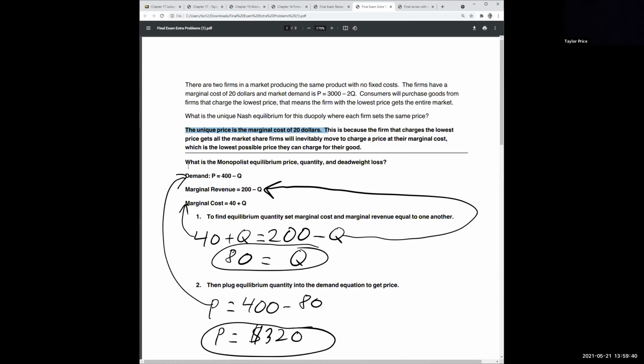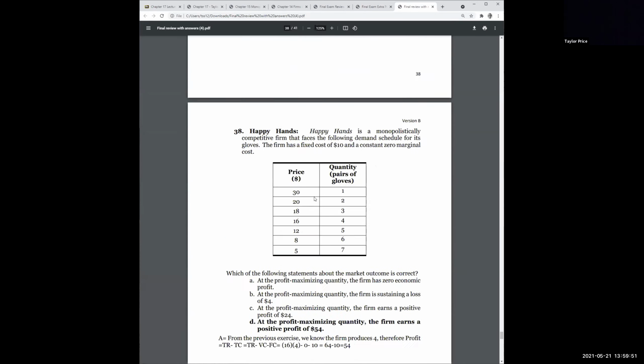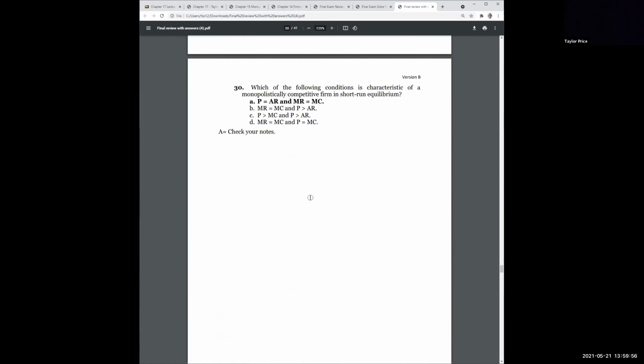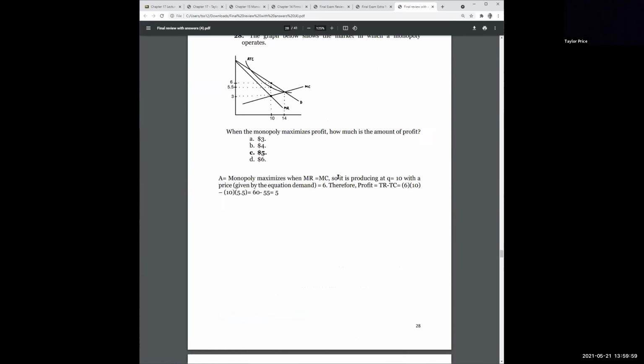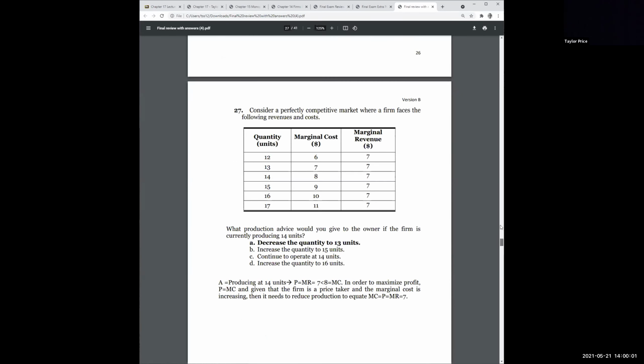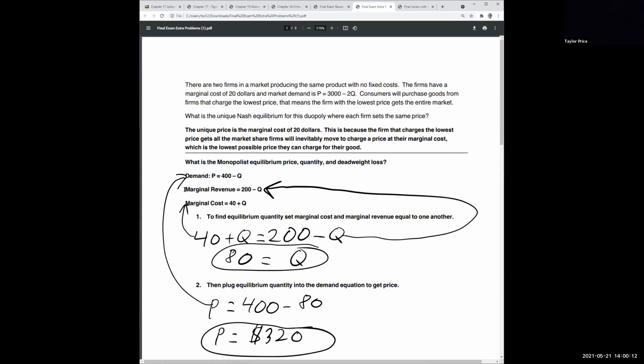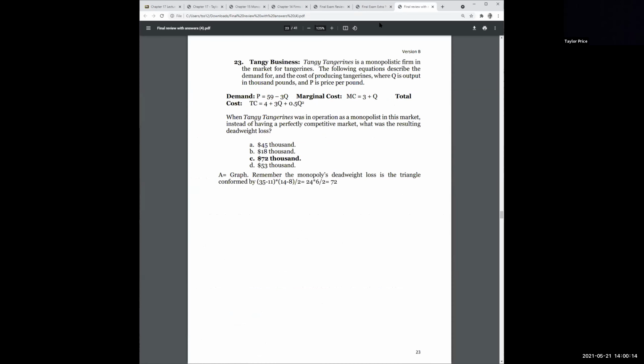And for the second question, this one is a slightly simpler version of, which question was it? It was like the tangerine one that we went over, and I'm trying to remember. I think it was 20. Yeah. So the one on the extra problems is basically a simpler version of 23, because they give you marginal revenue, whereas this one gives you total cost.